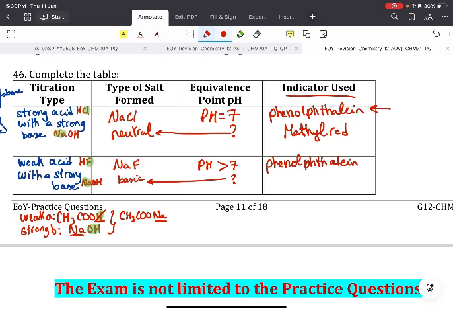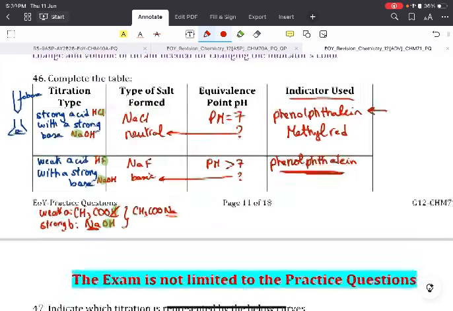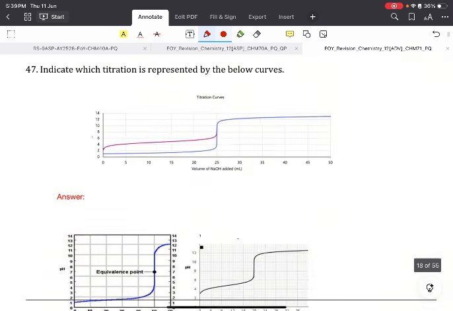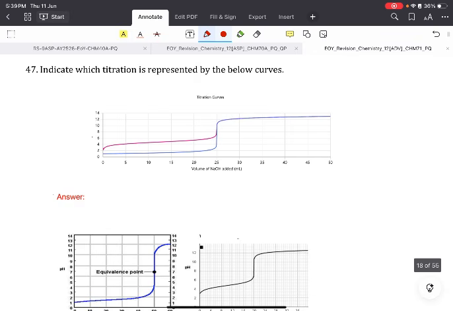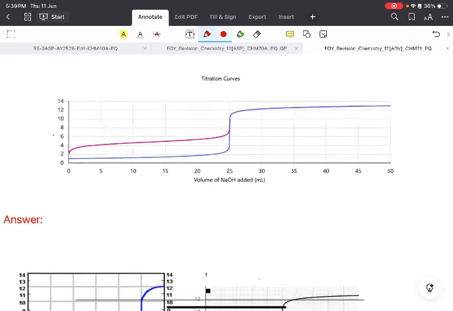Phenolphthalein, or we have bromothymol blue, we have phenol red. If you don't want to memorize a lot of names, just keep on this one. Now, moving to the next questions. These are titration curves. So indicate which titration is represented by the below curves.